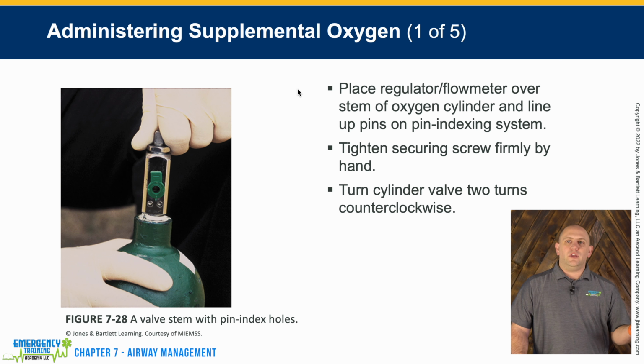When you first get your oxygen, you're going to want to make sure that you put your flow meter on. There are 2 pins that you want to line up with the flow meter, making sure that it's on in the right direction. Tighten the screw end, and then you're going to turn the cylinder valve counterclockwise to open it.